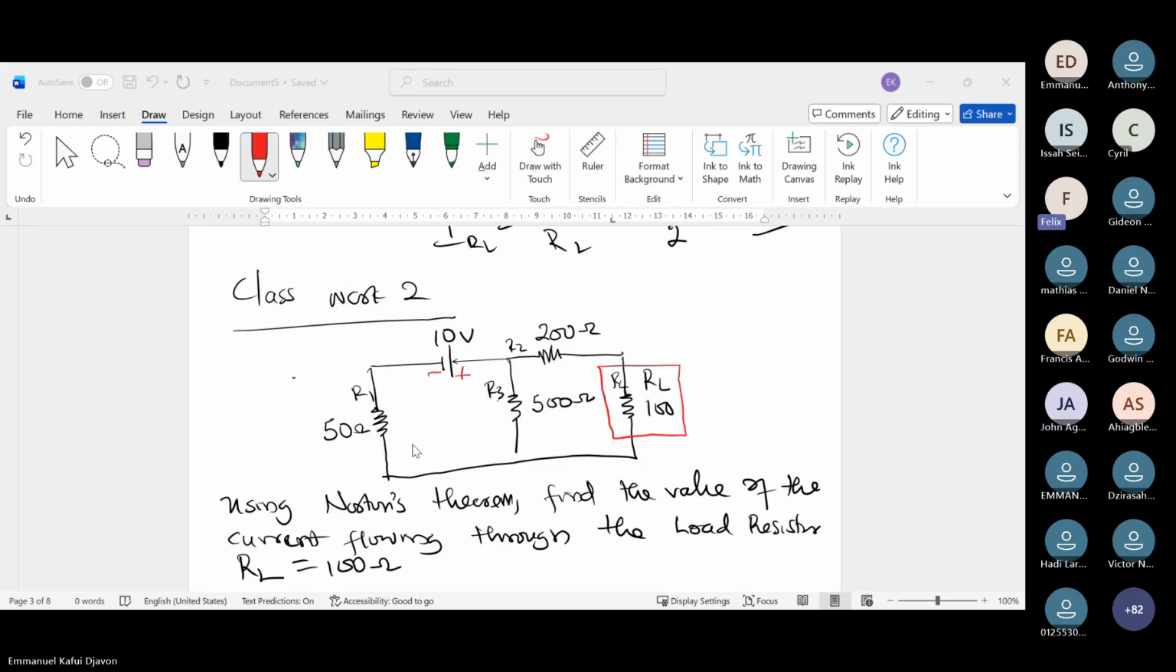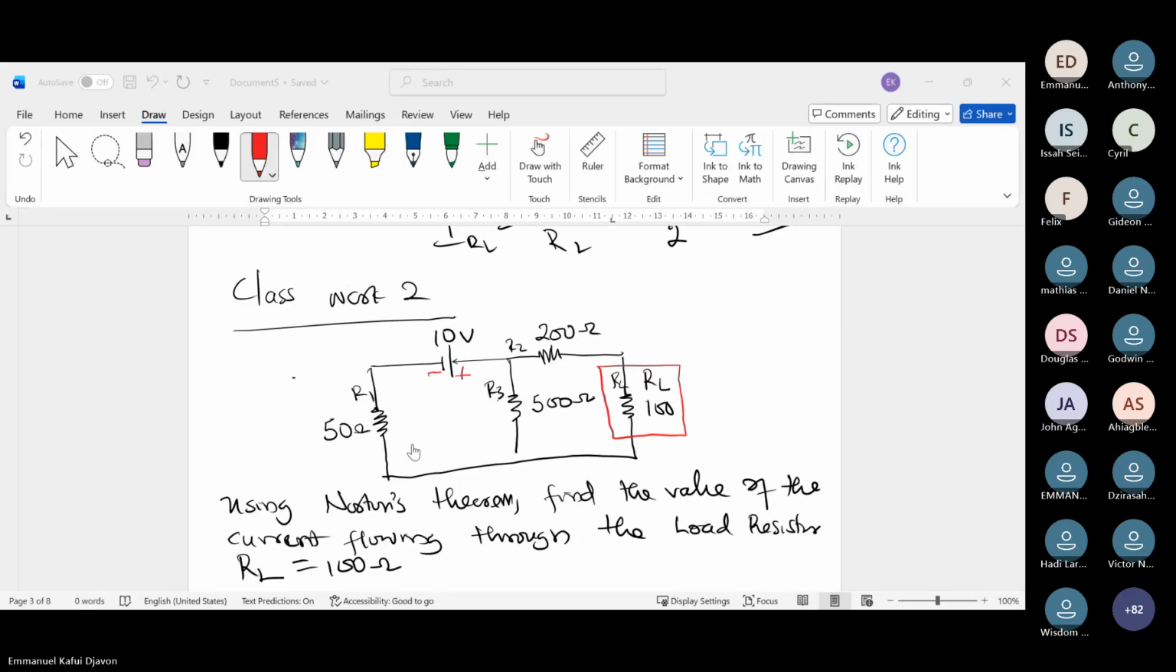So this one it will be R2, R3. Is it not R1, R2, R3? No, we have to find R1 first.